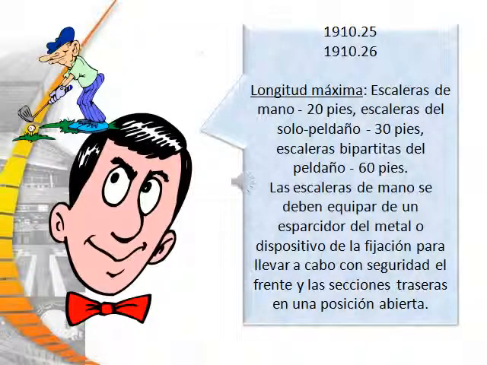The maximum length of a step ladder must be 20 feet. Single rung ladders, 30 feet. Two-section rung ladders, 60 feet. Step ladders must be equipped with metal spreaders or locking devices to securely hold the front and back sections in open position.